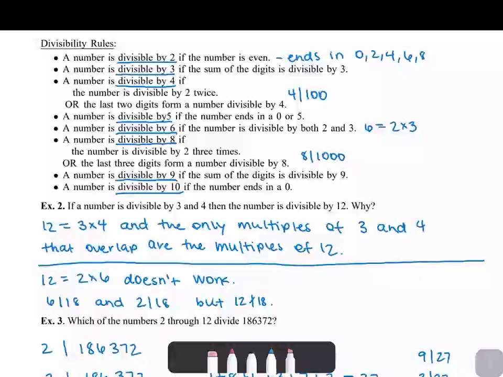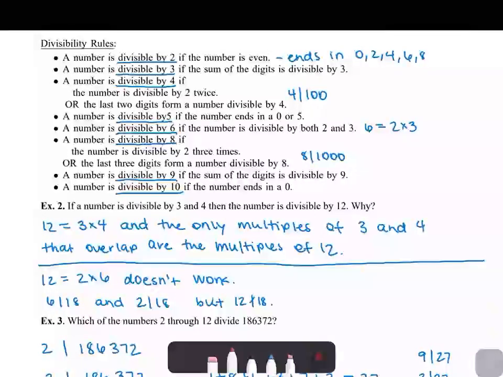So I know I've already talked about some of the justifications, but we're going to go through some of them in a little bit more detail, or do ones that I had not talked about yet. So the first one we're going to talk about is 4. A number is divisible by 4, right? We talked about it being divisible by 2 twice, right? And that's just because 4 is 2 times 2, right? So if you can divide by 2 twice, then you can divide by 4. That's exactly the same thing.